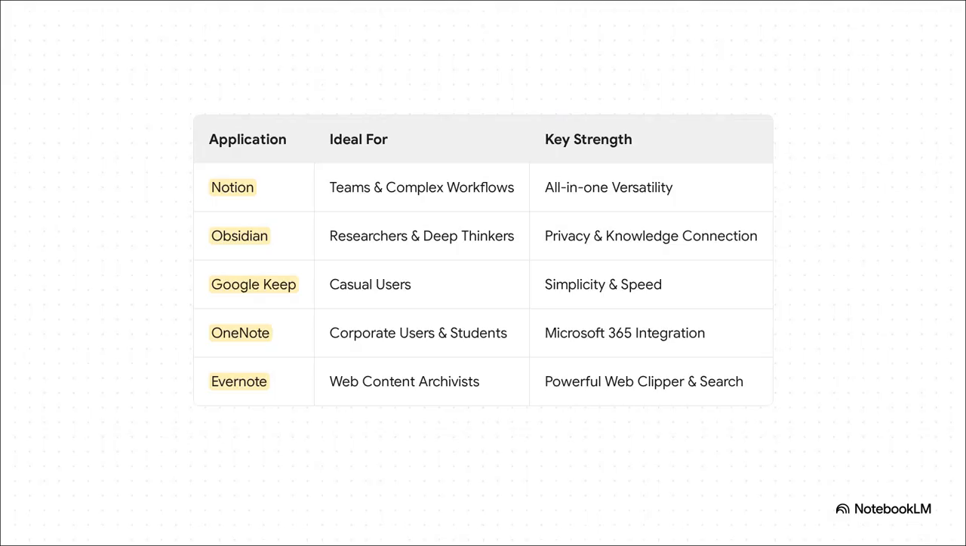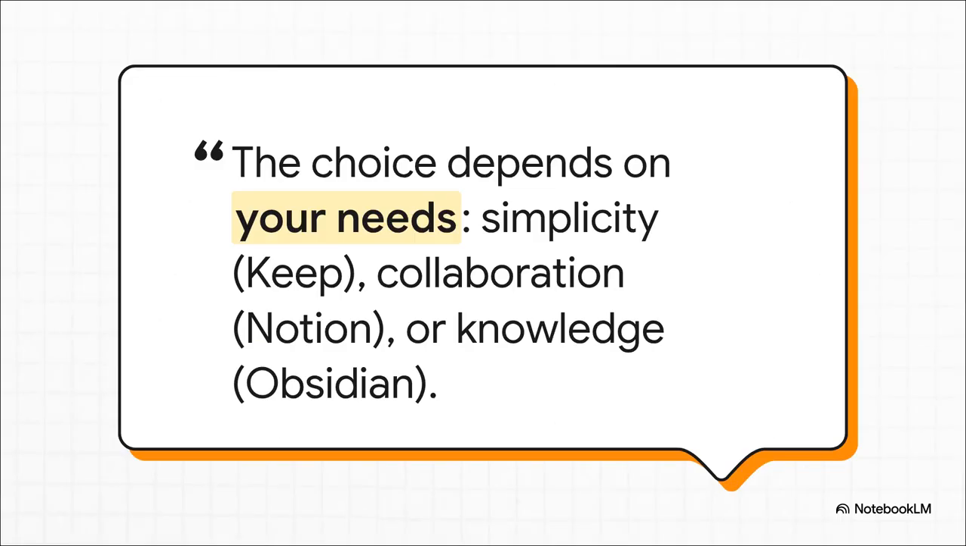So let's boil it all down. Let's make it super simple. If you're that master organizer running a team or complex projects, you want Notion. If you're the deep thinker building that personal second brain, you want Obsidian. If you're the casual capturer and you just need pure speed, Google Keep is your best friend. And if your entire life is in Microsoft Office or you're an archiving machine, then OneNote and Evernote were basically made for you.